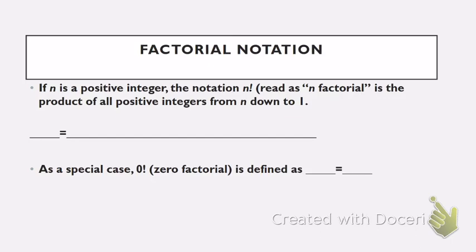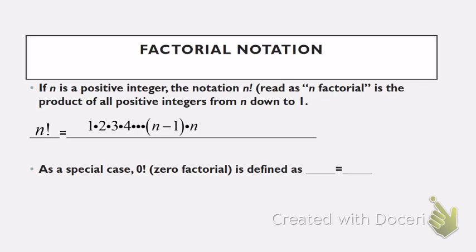Okay, our next set of examples deal with factorial notation. Hopefully you've seen factorial notation. Factorial notation is the little exclamation point. In math, it's read as n factorial if n is a positive integer. Factorial notation means that you're going to be multiplying, starting with the number 1, all the way up to the number n. So 5 factorial would be 1 times 2 times 3 times 4 times 5. 6 factorial would be 1 times 2 times 3 times 4 times 5 times 6, and so on.